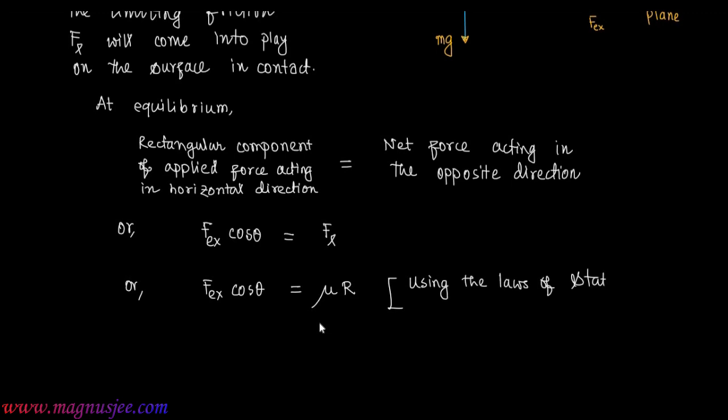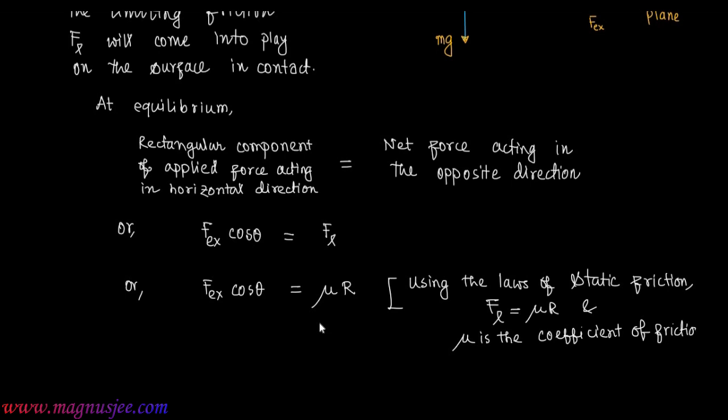Using the law of static friction, limiting friction Fl is equal to mu into R, where mu is the coefficient of static friction, and capital R is the normal reaction.